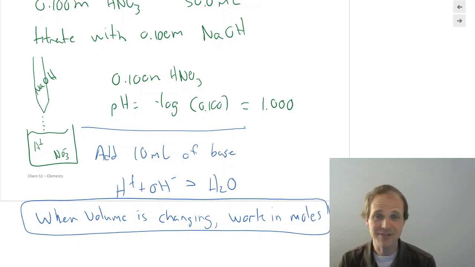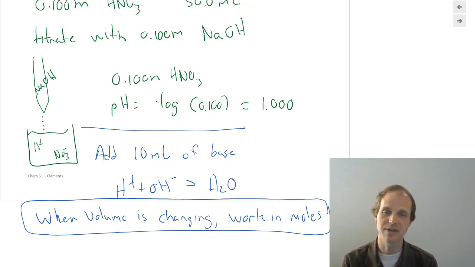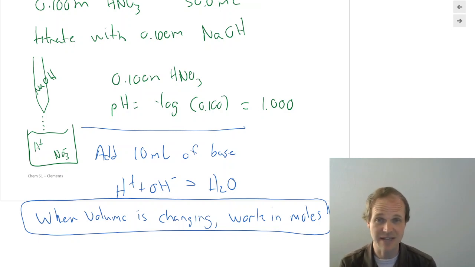Now, we will have to convert back to molarity, because when we're calculating pHs, if we're using Ka equations, things like that, that's all got to be in molarity. But we're going to do most of our work in moles and then only use molarity at the end when we have to, as opposed to trying to figure out dilutions at every single step. That's much, much more tedious.